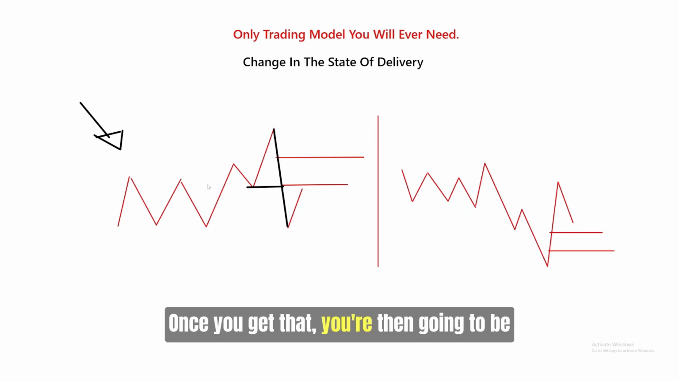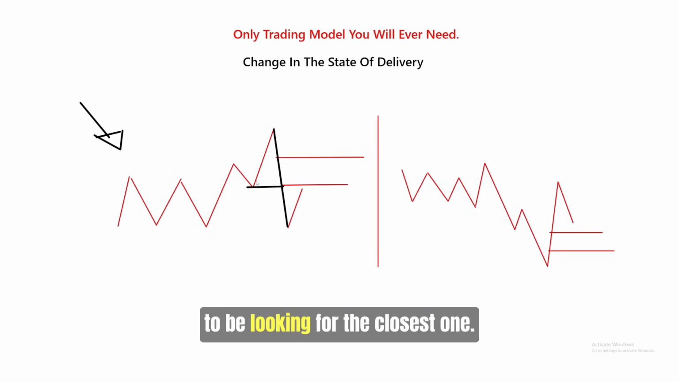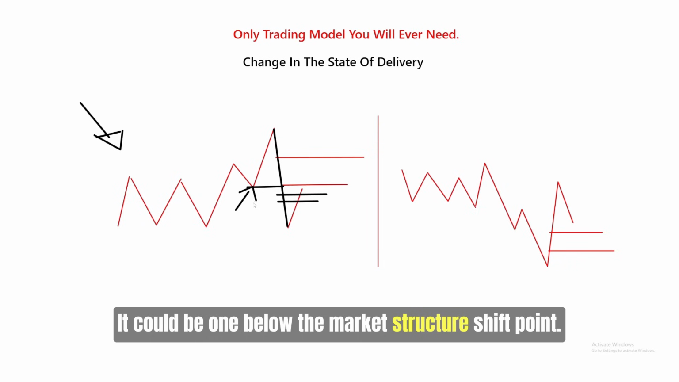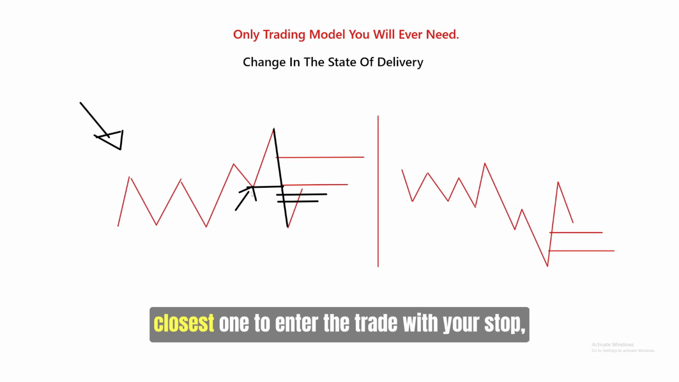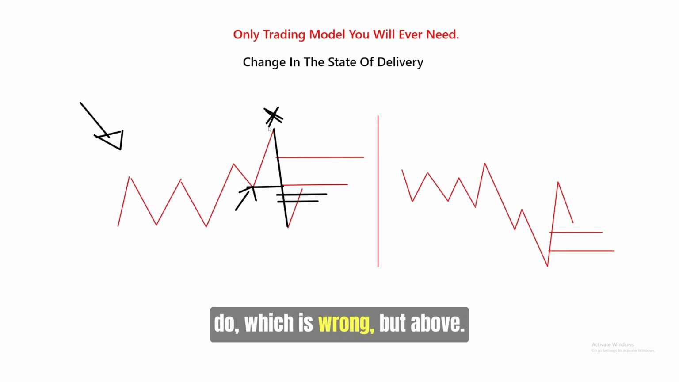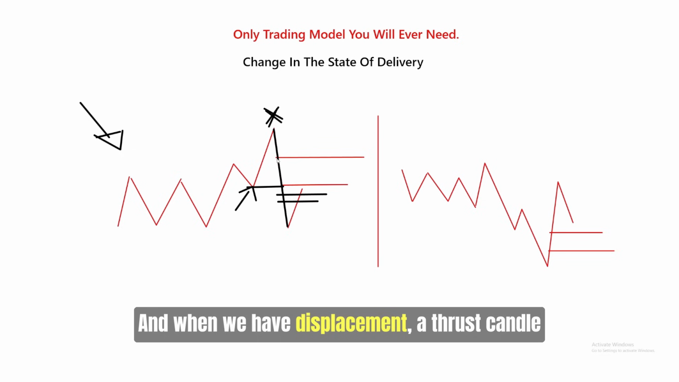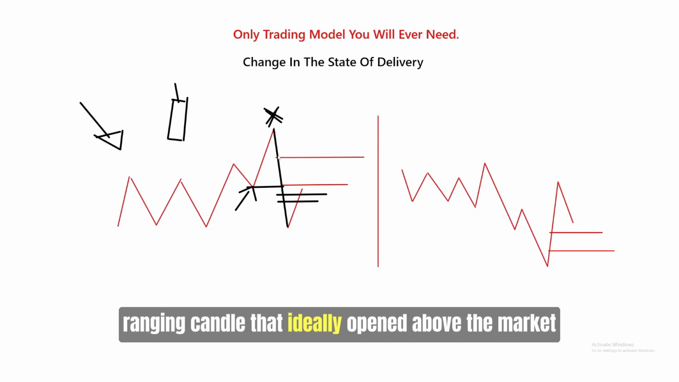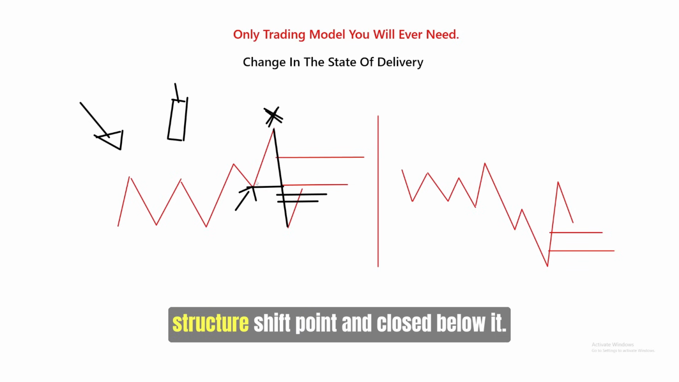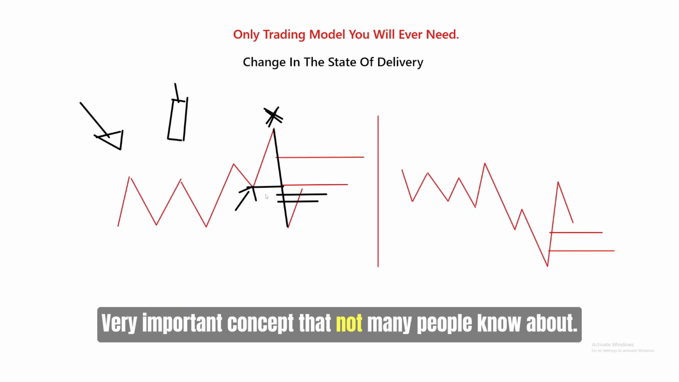Once you get that, you're then going to be looking for a fair value gap, and you're going to be looking for the closest one. It could be one below the market structure shift point. It is important to understand you're looking for the closest one to enter the trade with your stop not above the high, which is as most people do, which is wrong, but above, in this case, a thrust candle that forms on the way down. Remember, guys, you're only looking for this when you have displacement, and when we have displacement, a thrust candle will form, which is to say a wide-ranging candle that ideally opened above the market structure shift point and closed below it. Very important concept that not many people know about.